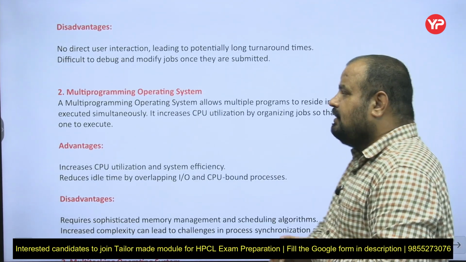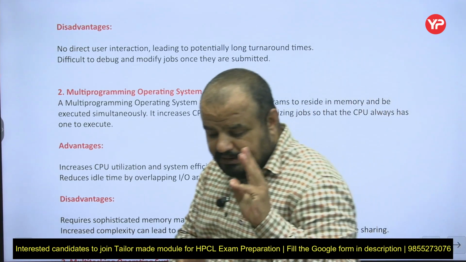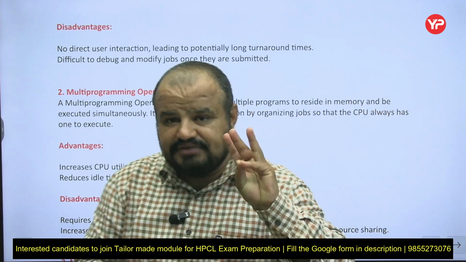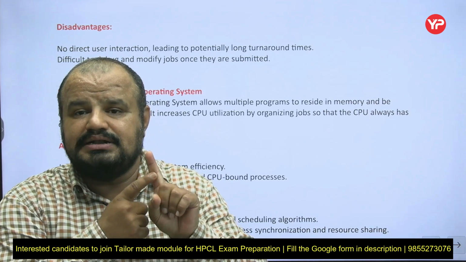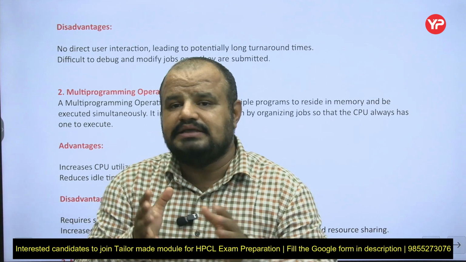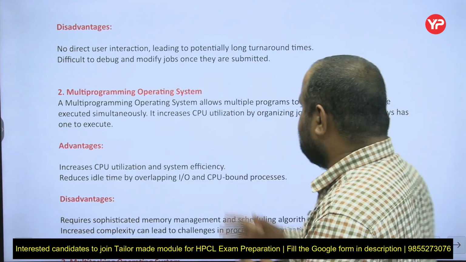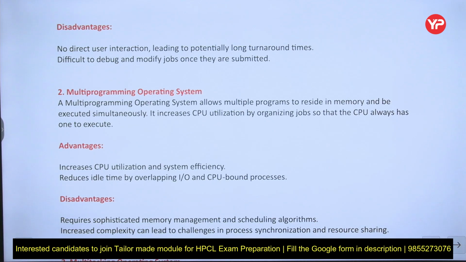The second is multi-programming operating systems. Keep in mind, my dear students, these are 3 different types of operating system. One is multi-programming, one is multitasking, and one is multi-processor operating system. So you need to find the difference between all these. One is the multi-programming operating system.